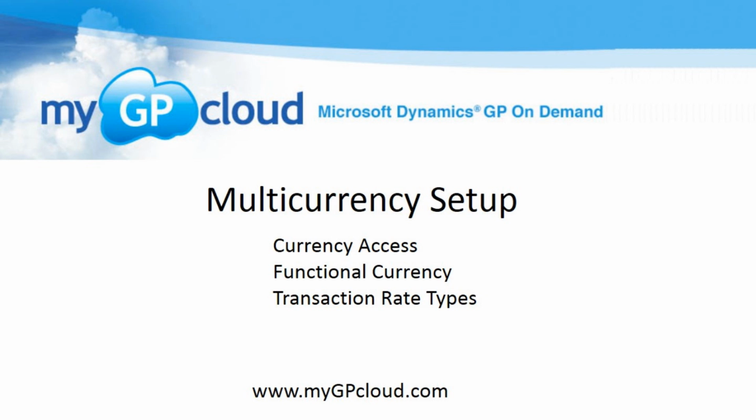This has been a quick look at the multi-currency setup in Dynamics GP. The first thing you want to do is assign foreign currencies to your company. You do that by looking at the currency access window in your system. The next thing you want to do is define a functional currency for your company. That's going to be the main currency that you use in transactions and reporting. And the next thing you want to do is set up transaction rate types so that when you post transactions with different foreign currencies, it will use the correct exchange tables that you've set up.